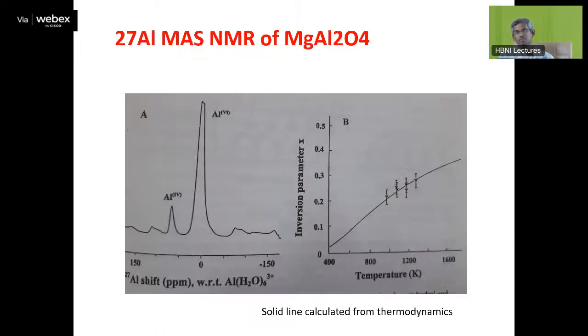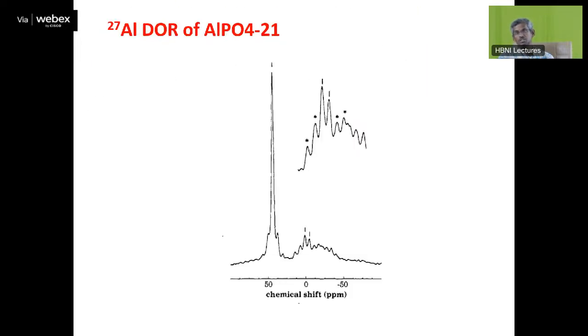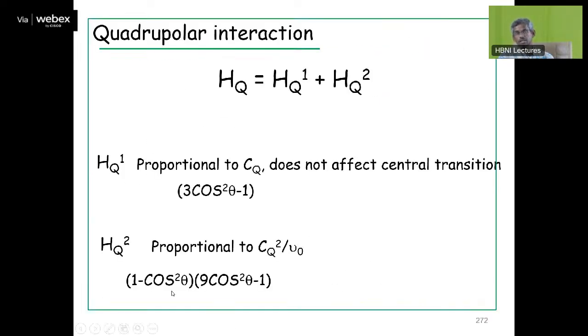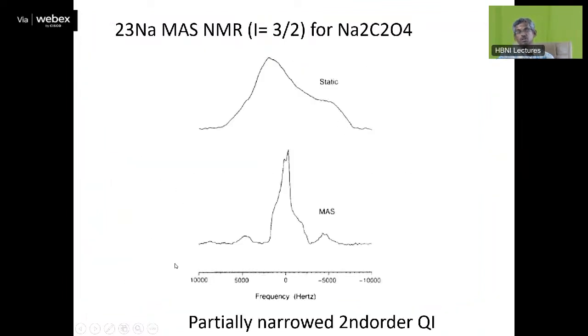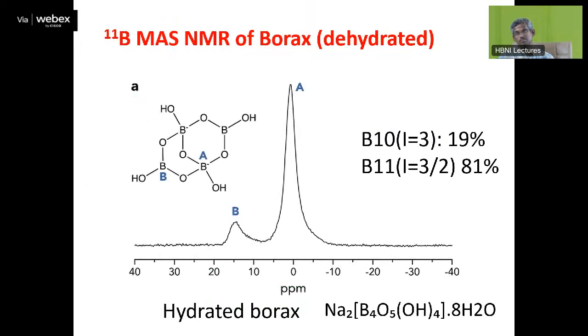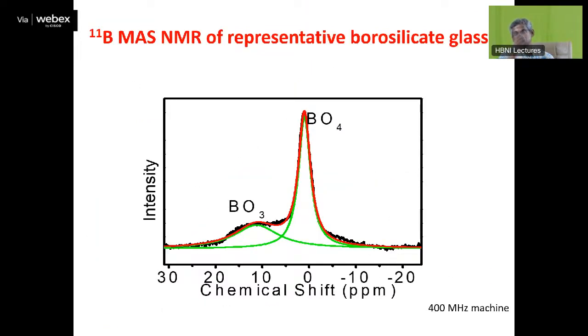Why do we see that peak? Because if you see this expression, the second order quadrupole coupling constant is inversely proportional to nu zero. Nu zero is nothing but omega zero. Omega zero is nothing but the Larmor frequency, which is directly proportional to the magnetic field. So the higher the nu zero, the higher the magnetic field. So if you have a higher magnetic field, then the Q2 term will be very small. So that is why we are able to see well-resolved peaks for B11 NMR in this spectrum. Hope things are clear to you.